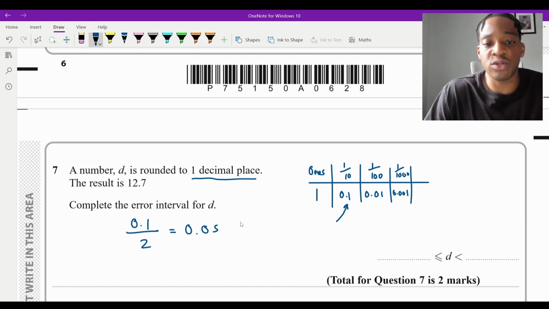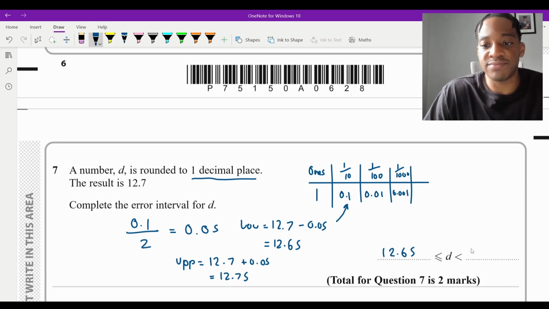So in this case, if I do the lower bound, this will be 12.7 take away 0.05, and this is just going to be 12.65, so that will go there. And the other one, the upper, this is just going to be 12.7 plus 0.05, and that is just going to be 12.75, and that will go here. And that's your answer essentially.